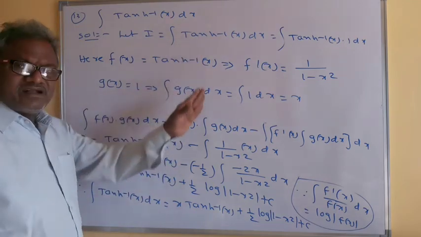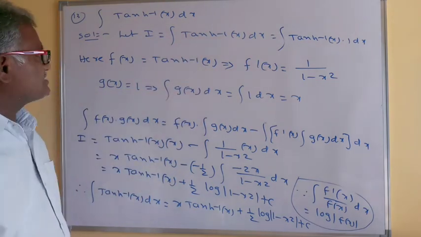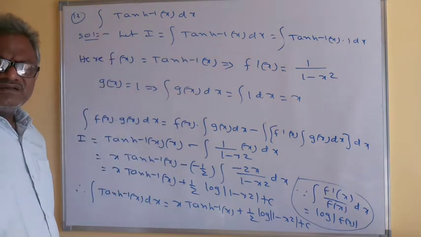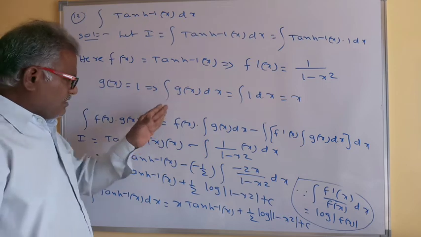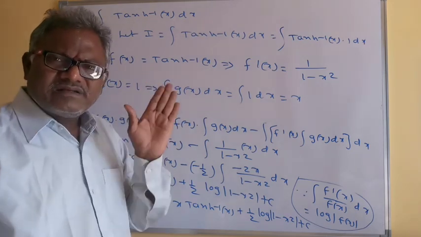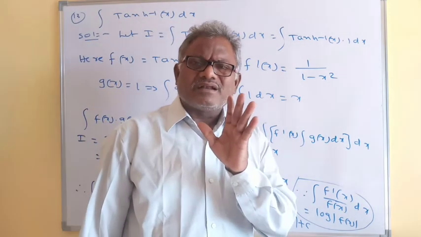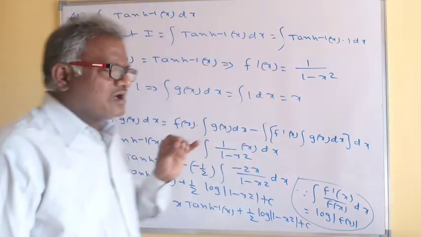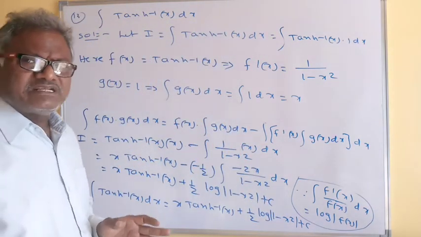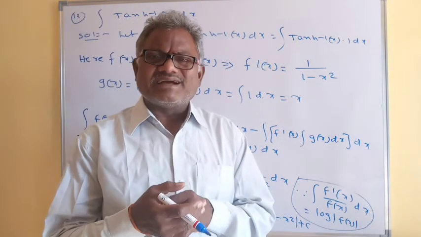Here is the derivation for tanh inverse x. So 13th. In the third Roman numeral only 13 problems will be there. This is already the last one. That means the total exercise 6C is completed.